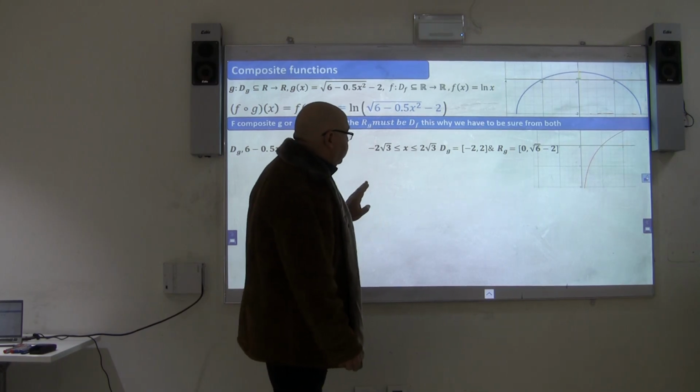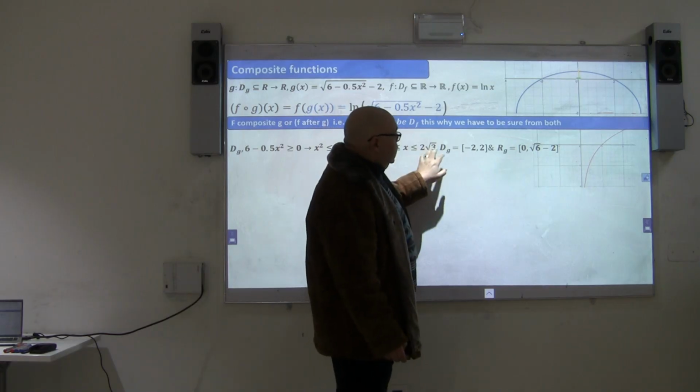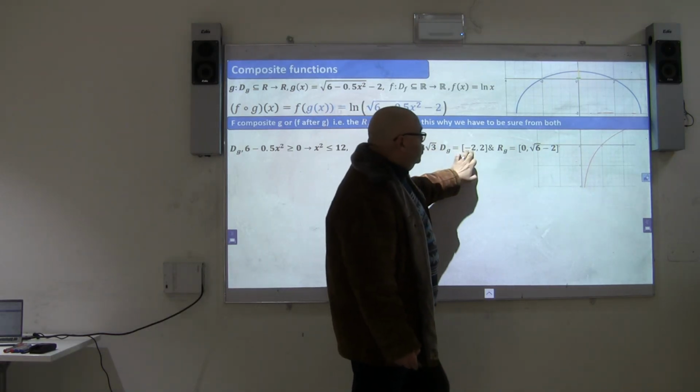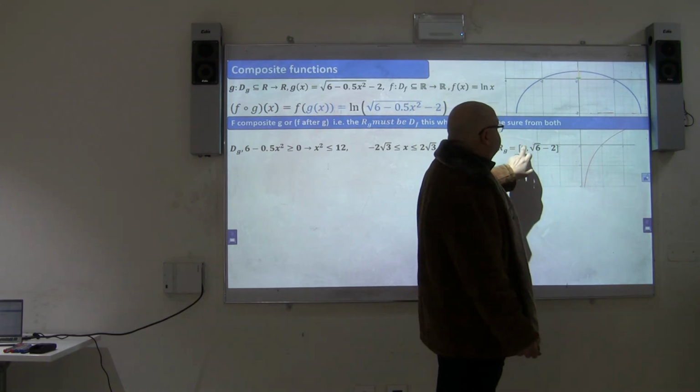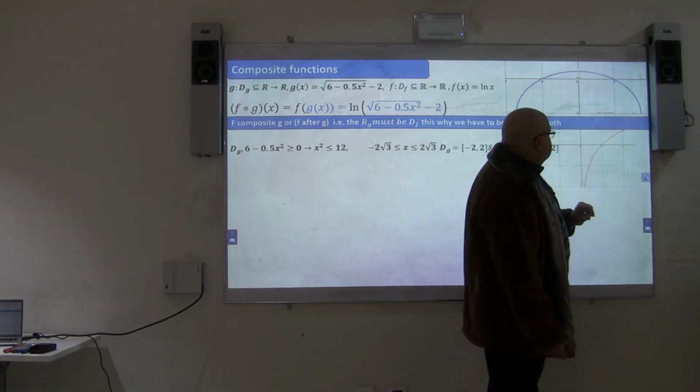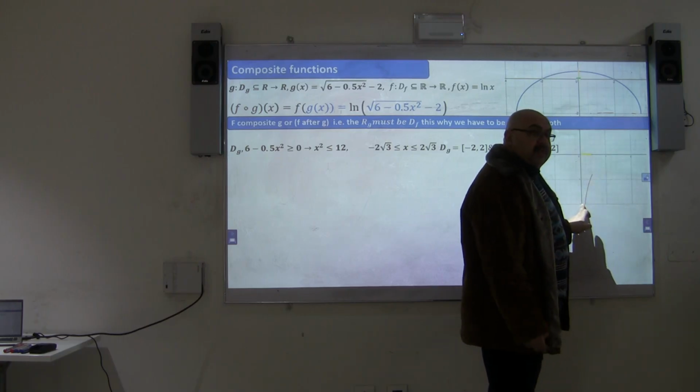So the domain of all of this, how to get the domain, as we did exactly, knowing that it's between -2 and 2. That's the range of g, the range of the inside function, which is from 0 up to root 6. If I want to see from 0 up to root 6, that's the function defined.